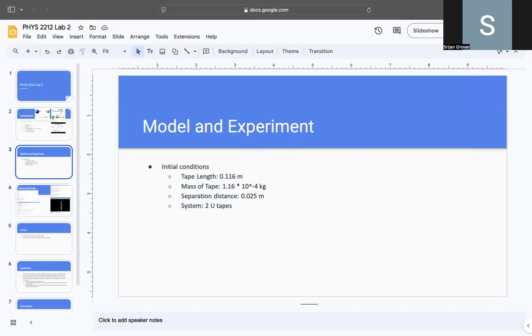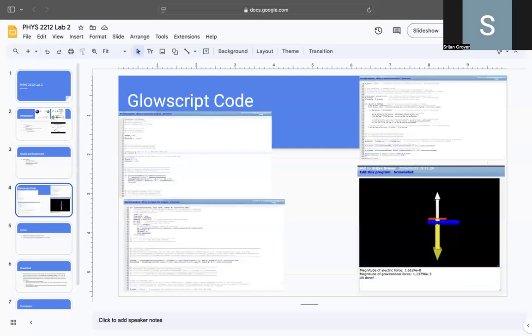the separation distance of the tapes being 0.025 meters, and the system consisting of two U-tapes. And here's my code here, calculating the vectors, the electric fields, and the force. And here's my computational model.